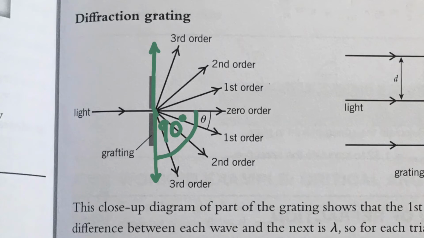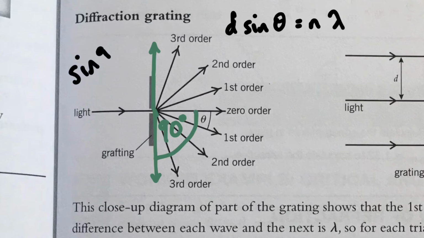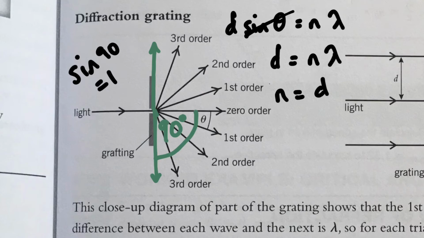Let's refer back to our equation for a second, where d sine theta equals n lambda. If we say that the maximum angle that you can get to is 90 degrees, sine 90 equals 1. So let's change sine theta and just have that as 1. So d equals n lambda for our maximum number of orders. So therefore, if we wanted to find n, all we need to know is d divided by lambda.